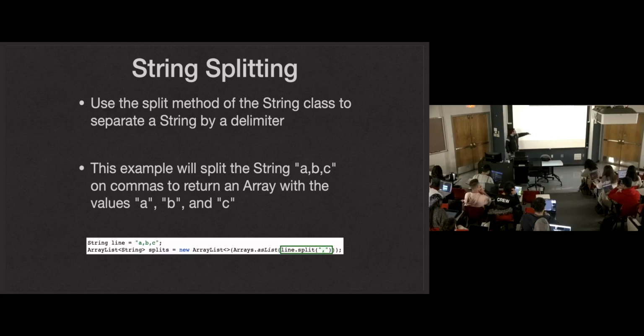But here's an example. Say I have a line, and this normally would be in a loop. You're going to get all the lines of your file in an array list, and then you're going to loop over that array list, and for each line in the file, you're going to split it on commas using this syntax.